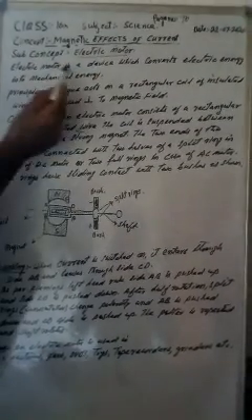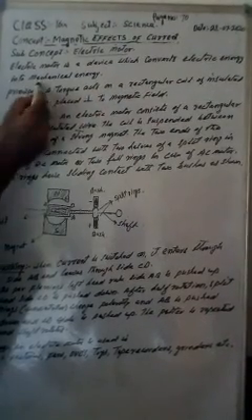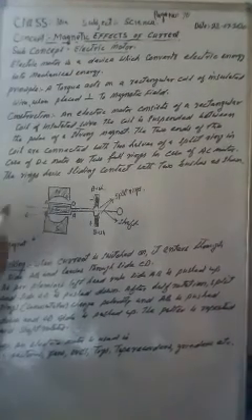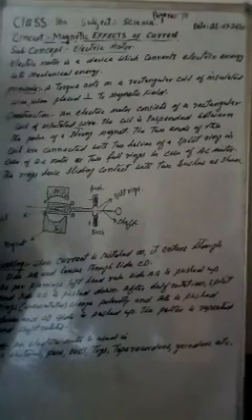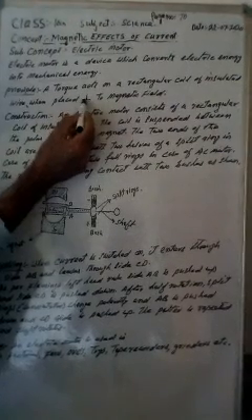By definition, an electric motor is a device which converts electric energy into mechanical energy, say kinetic energy. What is the principle of the electric motor? A torque acts on a rectangular coil of insulated wire when placed perpendicular to the magnetic field.